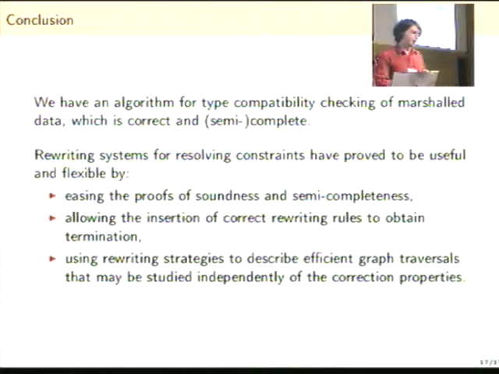And the use of a rewriting system also allows us to describe rewriting strategies to describe efficient graph traversal independently of the correctness properties, and it also helps to add new rewriting rules that are just correct, but allow us to obtain the termination in the most general case.